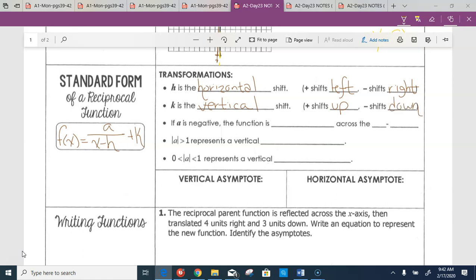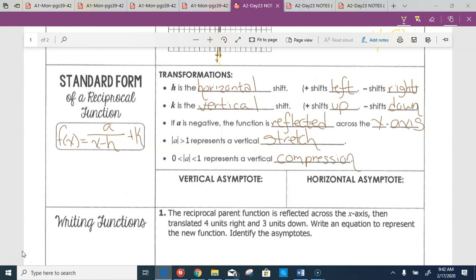Also, the numerator. If a is negative, the function then is going to be reflected over the x-axis. So we're going to mirror image going up and down across the x-axis. And then, just like before with other graphs, if a is bigger than 1, then what you have is a vertical stretch. And if a is any decimal fraction between 0 and 1, positive or negative, then you have a compression. It's going to be more shrunk down or squeezed.